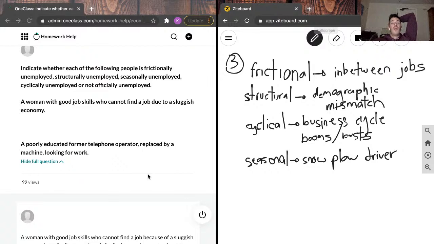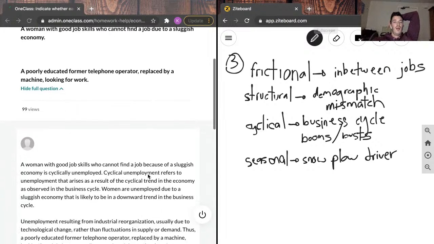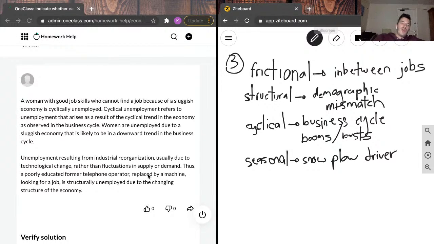So a woman with good job skills who cannot find a job due to a sluggish economy. Our junior tutor has written that a woman with good job skills who cannot find a job because of a sluggish economy is cyclically unemployed. Cyclical unemployment refers to unemployment that arises as a result of the cyclical trend in the economy as observed in the business cycle. So if they said women are unemployed due to a sluggish economy, that is likely to be in a downward trend in the business cycle.